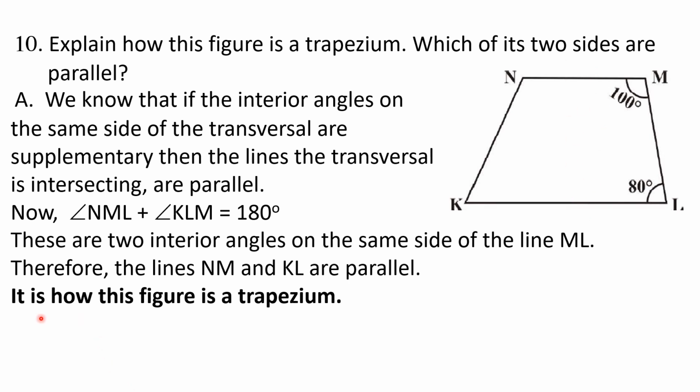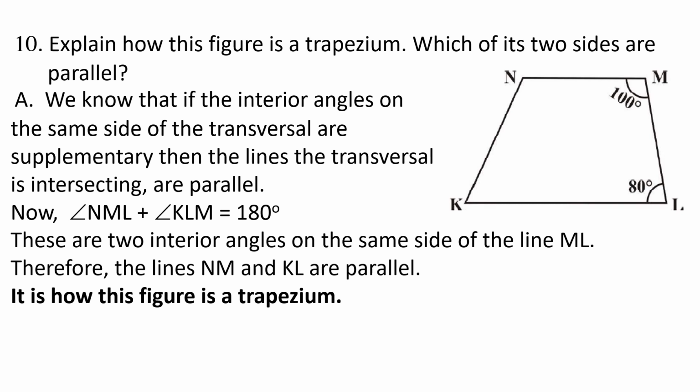So this is how this figure is a trapezium, because NM is parallel to KL. Why? Because these two angles, their sum is 180 degrees, because these two angles are on the same side of the transversal ML, which is intersecting these two lines NM and KL. So this quadrilateral, this figure, is a trapezium.